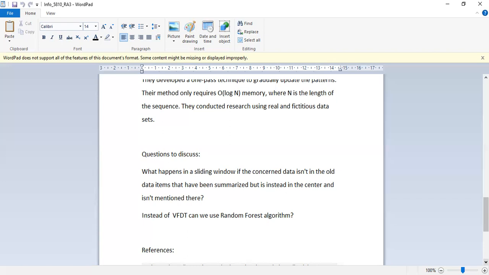That's my question. And the other question is: he said that in a sliding window, the concerned data is taken from the latest versions of data, and also the summary of the old data. So what if the concerned data isn't in the old data items that have been summarized, but instead is in the center, or isn't mentioned in there? That's my question.